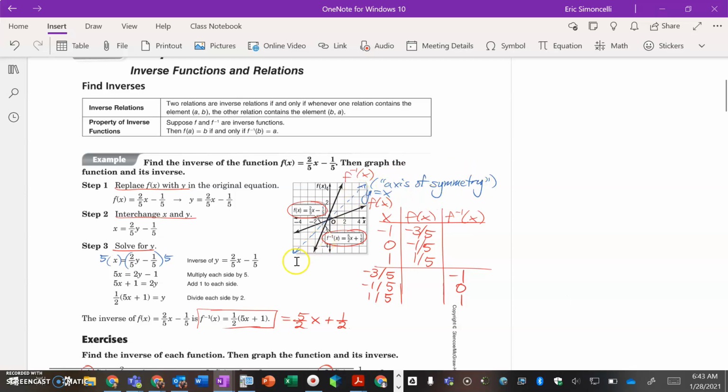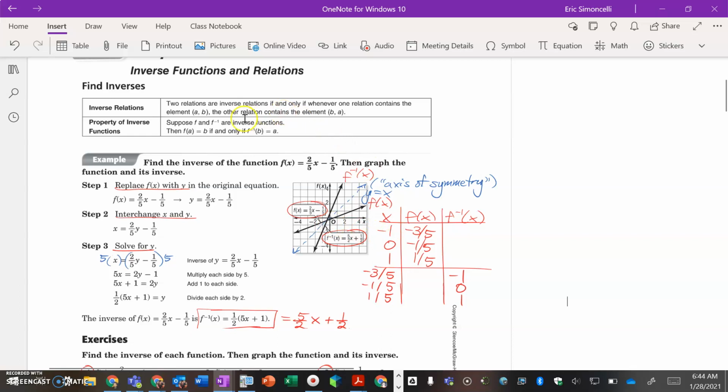I like to call it an axis of symmetry simply because the line is y equals x, as you can see here, because what you do have are points on either side of that axis that are quote unquote symmetric to each other. I'll explain. Let's pick the y-intercept on the f function, which is an easy point to start with. 0, negative 1/5, which is about right there.